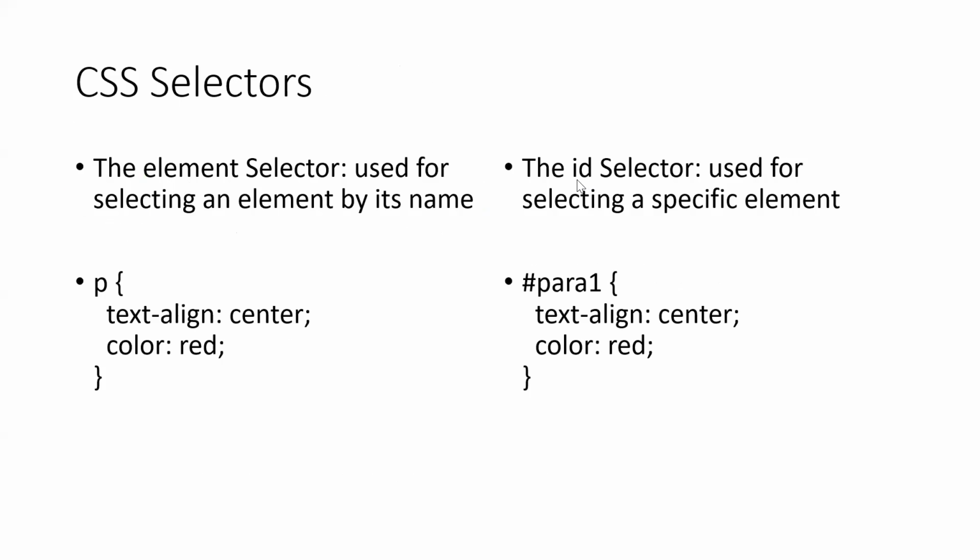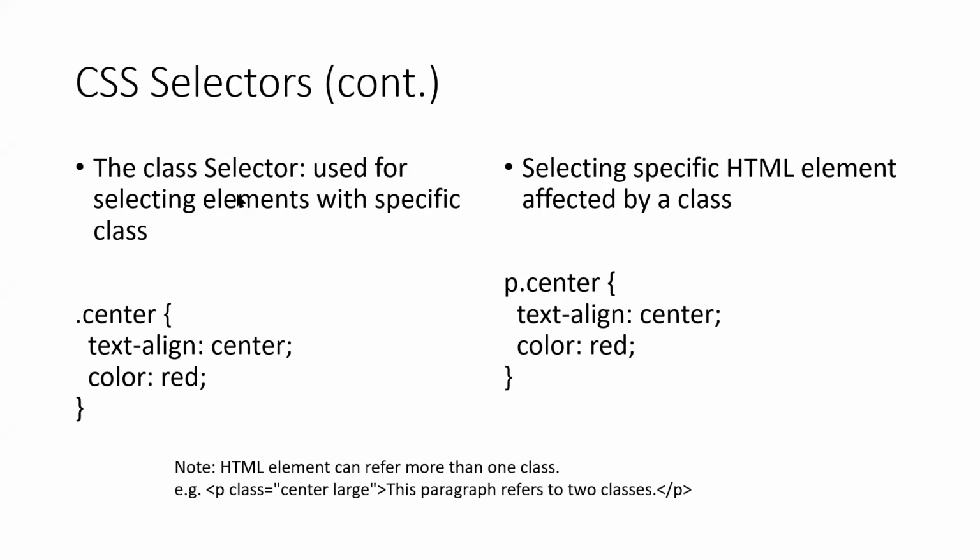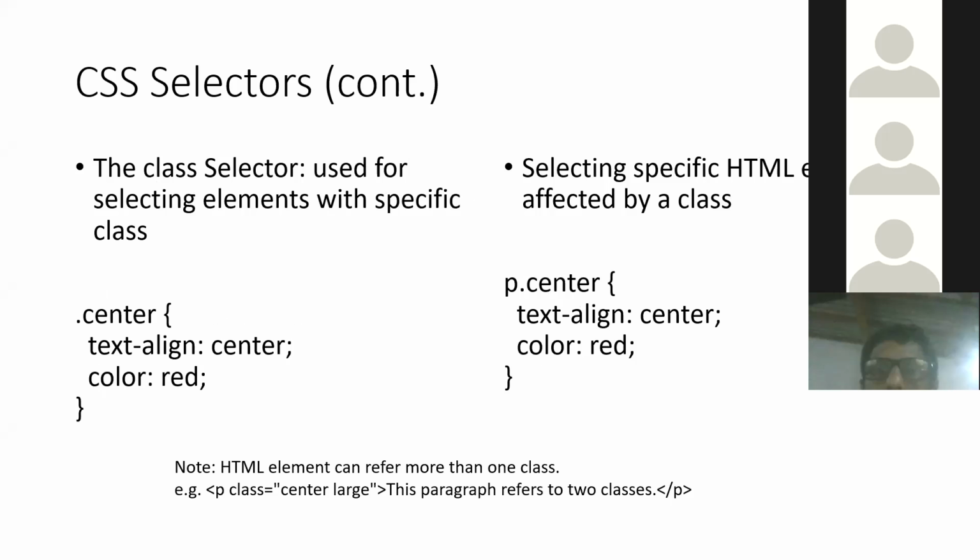We use ID selectors. Now we use hash symbol like this, paragraph 1. Now let's say all the paragraphs you are going to put in center and with the red color, and then a particular paragraph you may actually change it, right? So then you can use hash here and paragraph 1. So either you use paragraph, the element selector, or we can use ID selector, right? Then you can say class selector. So you can define different classes and then you can actually select one of these classes.